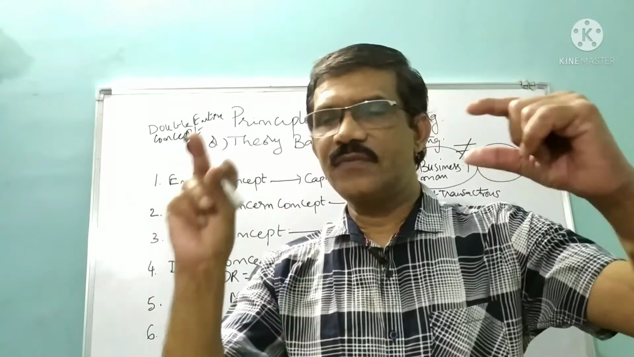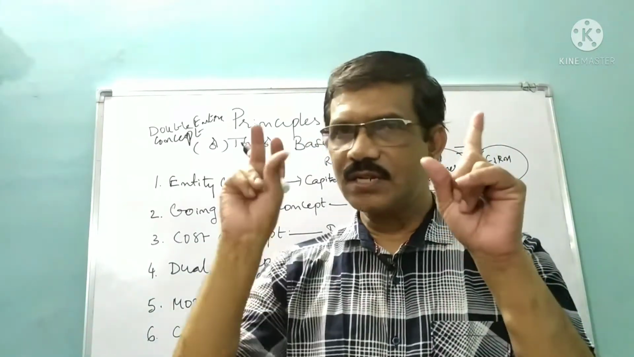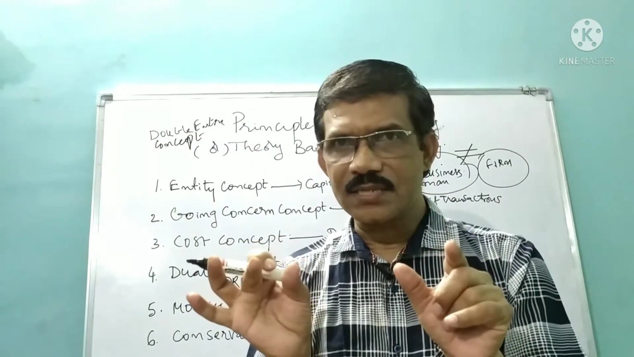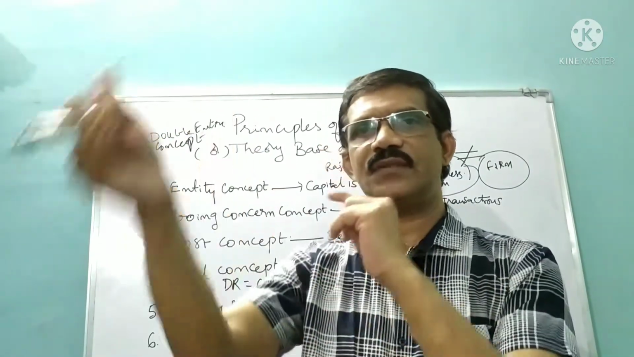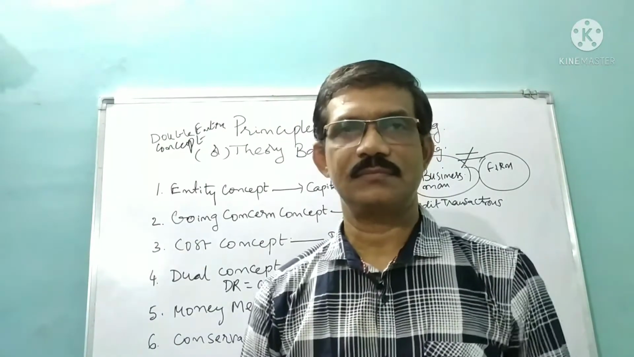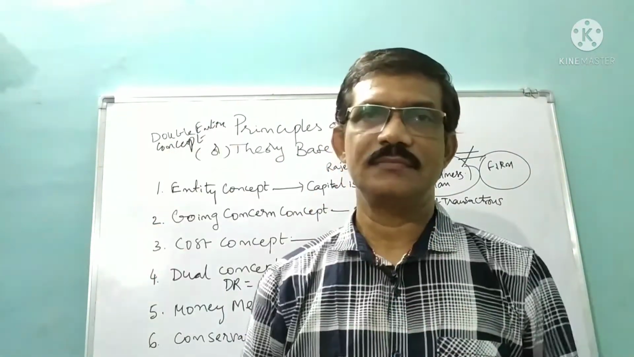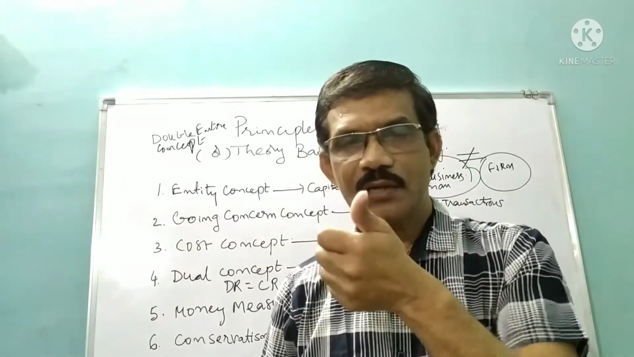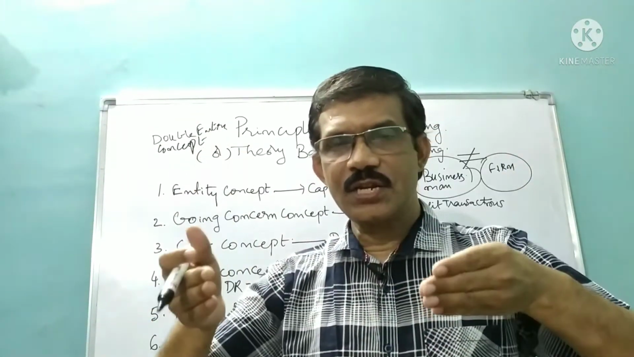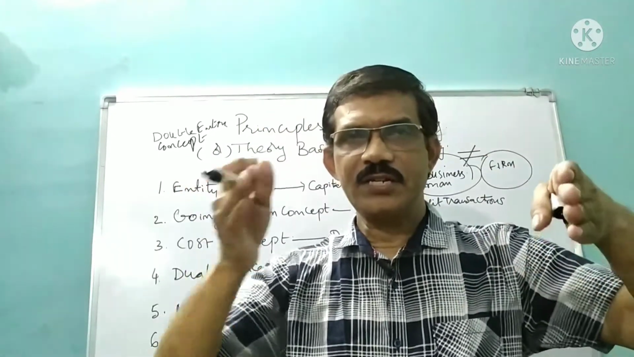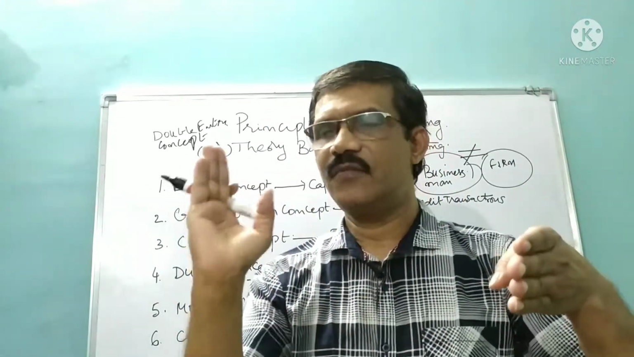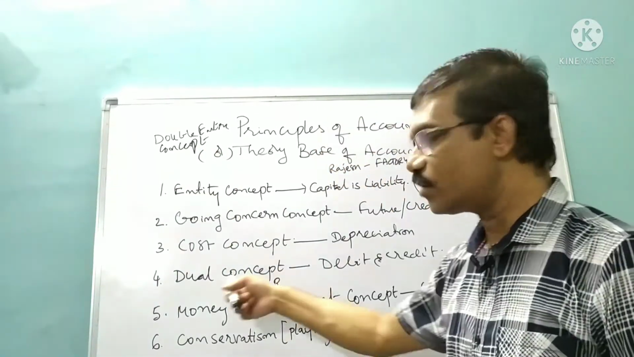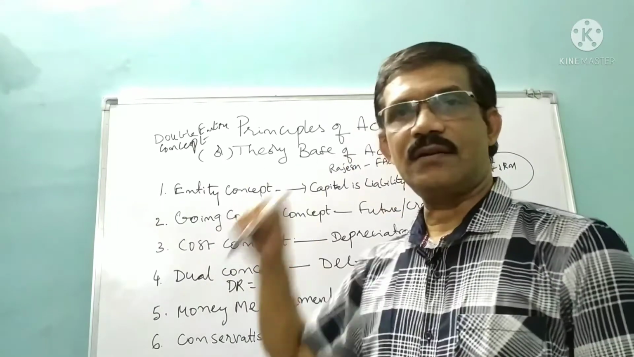Every debit must equal every credit. So when debit equals credit, what will happen? Your trial balance agrees. When the trial balance agrees, what will happen? The balance sheet tallies, a clear picture that you are giving to society. Understand? So for that, what is to be done? Every transaction has to be classified into two aspects, one debit aspect and one credit aspect, identification of two aspects, okay? So that is what we call the dual concept.